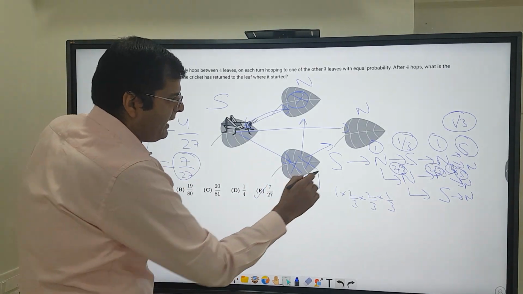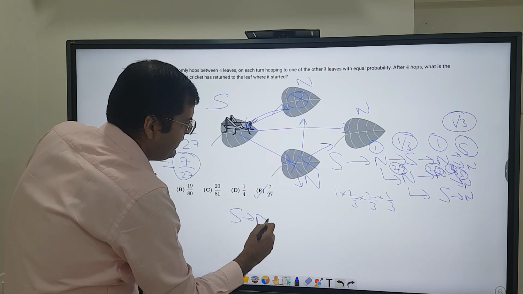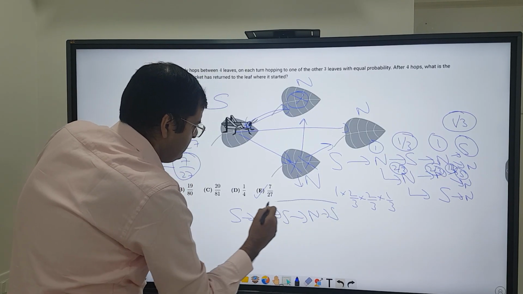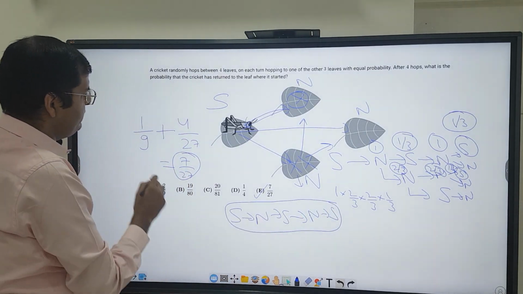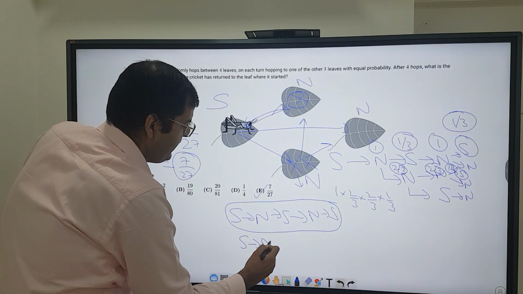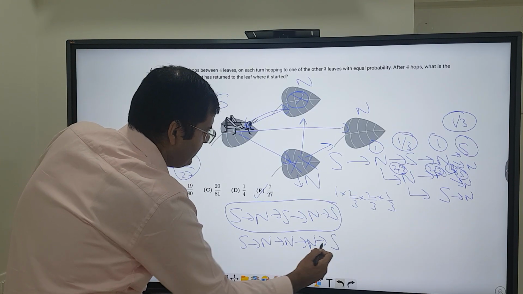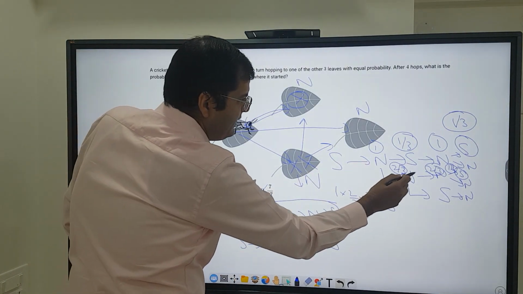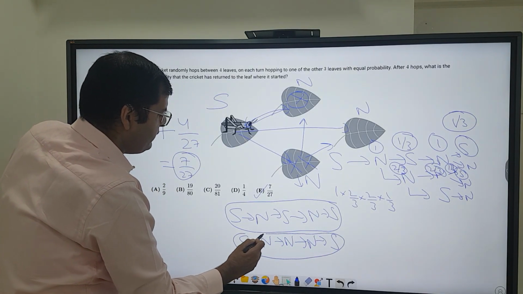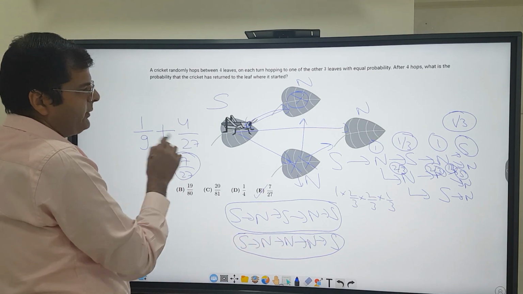So I'll do a quick recap. The first path that was possible was S, N, S, N, S. This is one of the possible paths. The probability of that came out to be 1 by 9. The second path that was possible was S, N, N, N, and then S. So these are the only 2 possibilities that after 4 hops, you start with S and come back to S. And the probability of the second case was 4 by 27.